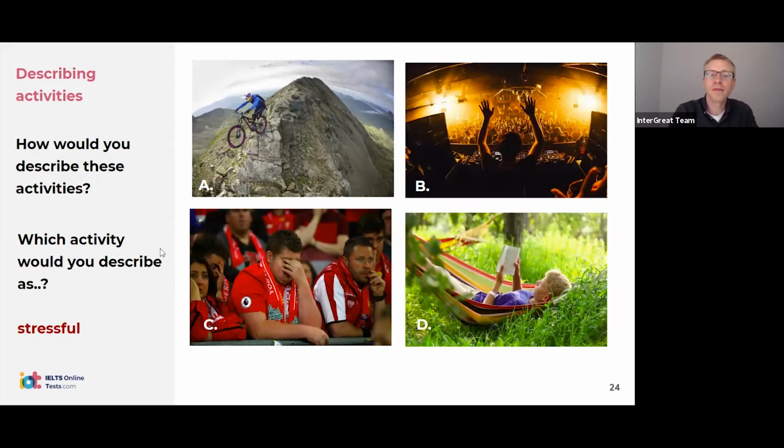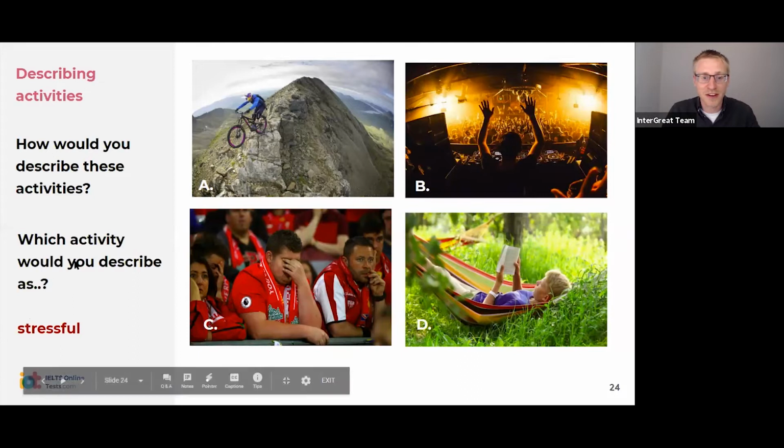Stressful. Which one is stressful? Yeah, yeah. The guy in C looks pretty stressed, and possibly A as well if you don't like heights. And yeah, for some people, B as well could be stressful. If you don't like loud music and big crowds, then it could be stressful. Good.